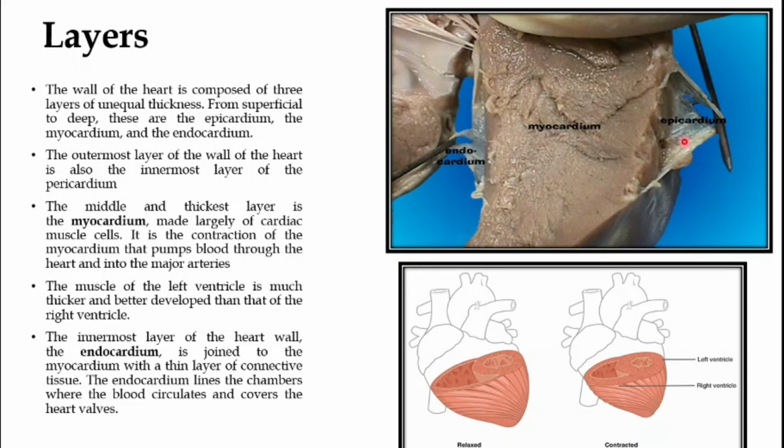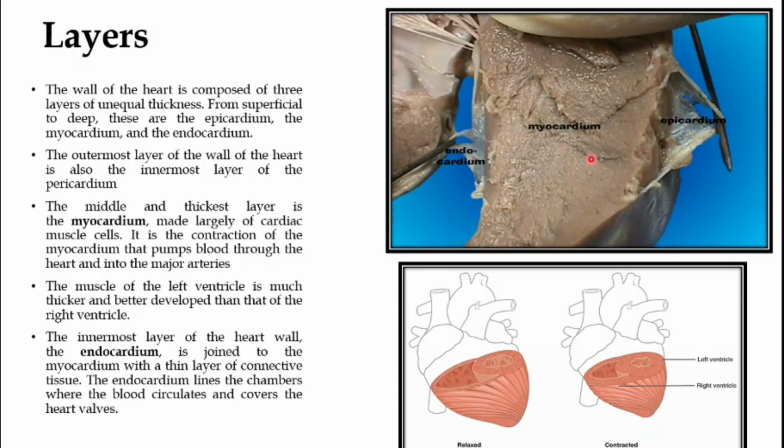And the epicardium is the superficial layer of the heart. In the previous video we discussed the pericardium, which is the layer covering the heart and which has different layers. The epicardium is the innermost layer of the pericardium. So these are the layers of the heart. The epicardium is a superficial layer of the heart.